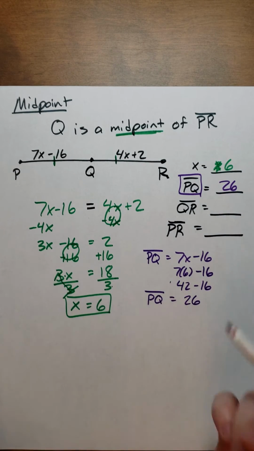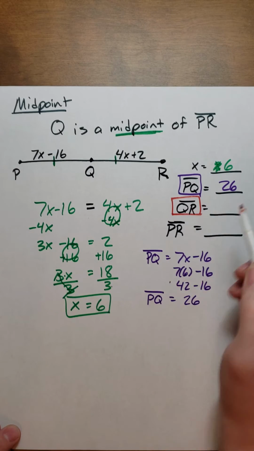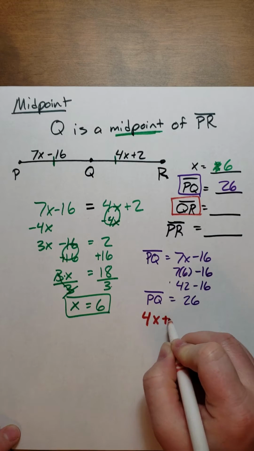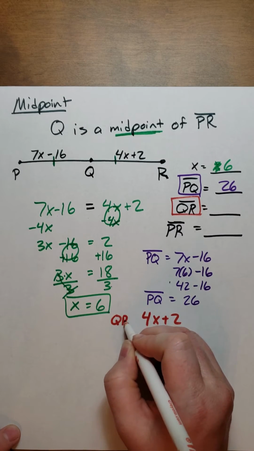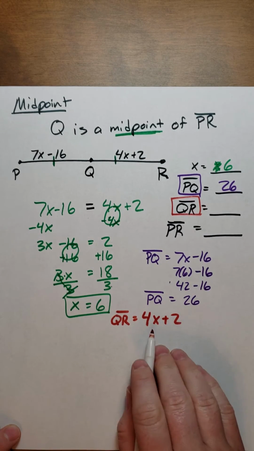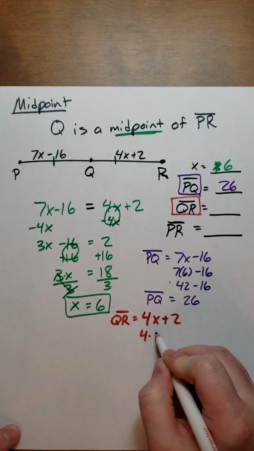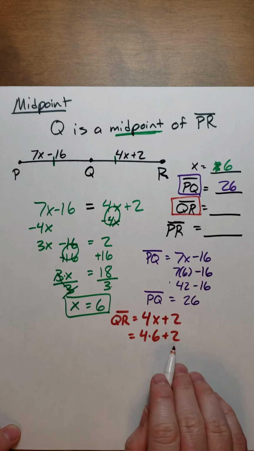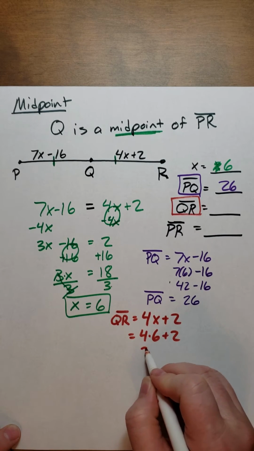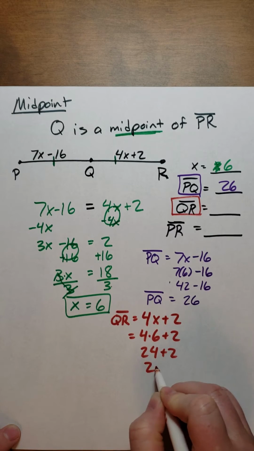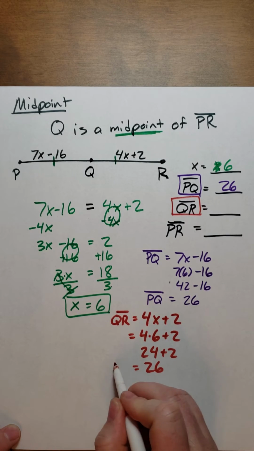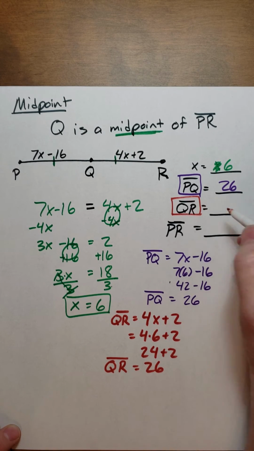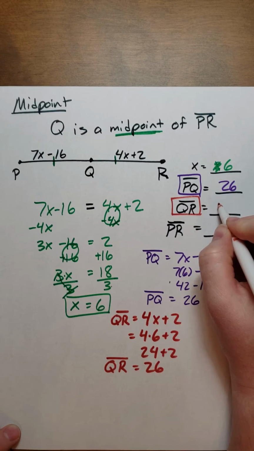Next step is to solve for the value of QR, which I'm going to do in red. So QR is 4x plus 2. I know that x is 6, so that's 4 times 6 plus 2. Order of operations, I'm multiplying before I add, so that's 4 times 6, which is 24, plus 2. Add that together, that's 26. So the distance of QR is 26.